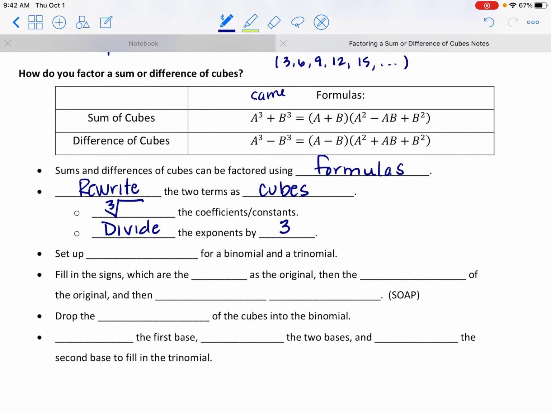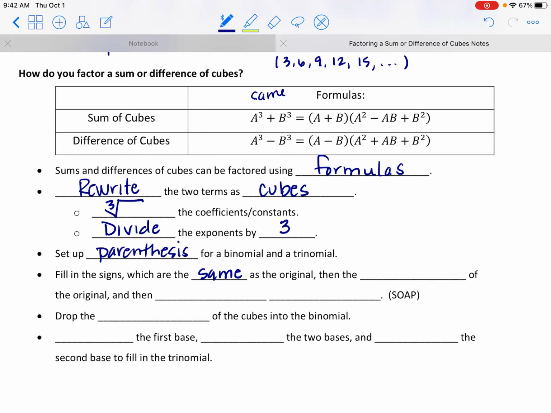We know for factoring cubes that we're going to have a binomial times a trinomial no matter what. So I'm going to start by setting up the parentheses for the binomial times the trinomial, and then I go ahead and fill in those signs. The signs start the same as the original. Do we have a sum? We're going to start with the sum. Do we have a difference? We're going to start with the difference.